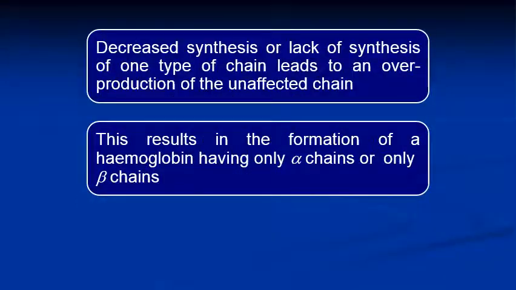this will cause overproduction of the other type. Let's say we have defective alpha chain, so it cannot be synthesized properly, so we will have excessive beta chain production. Now this will cause a hemoglobin having only alpha chain or only beta chain. Okay, so one of them will be overproduced, the other will have lack of production.